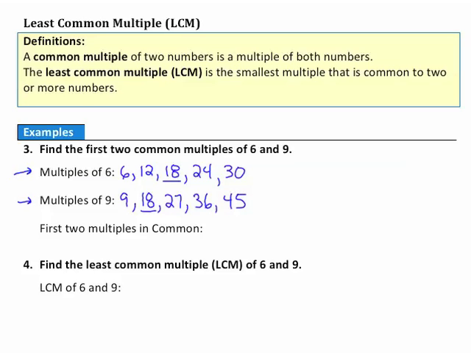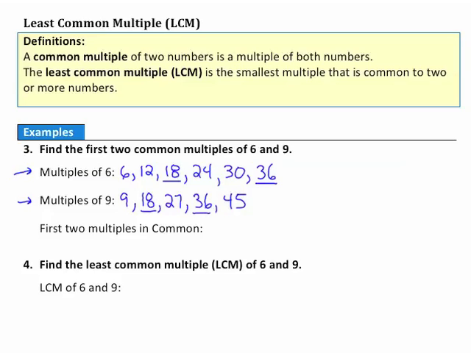It looks like we haven't found any other common multiples, so I'm going to go back up to 6 and list a couple more. So remember, we left off with 6 times 5, which was 30. Now we'll go to 6 times 6, which is 36. And now I can stop because there's the second multiple that 6 and 9 have in common.